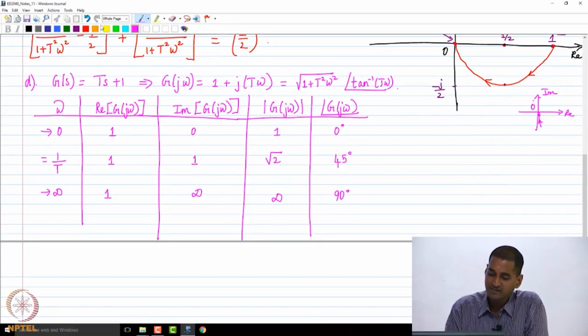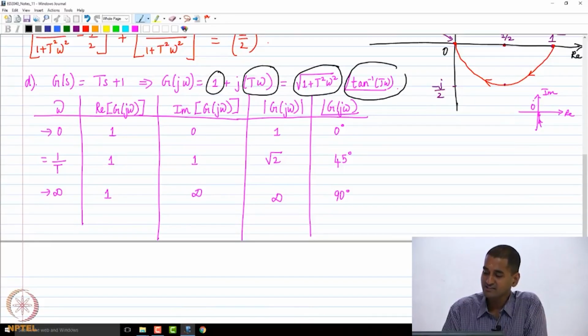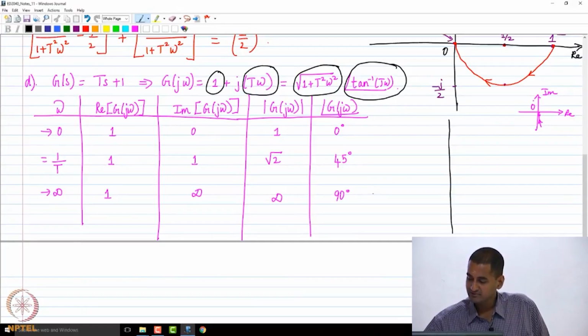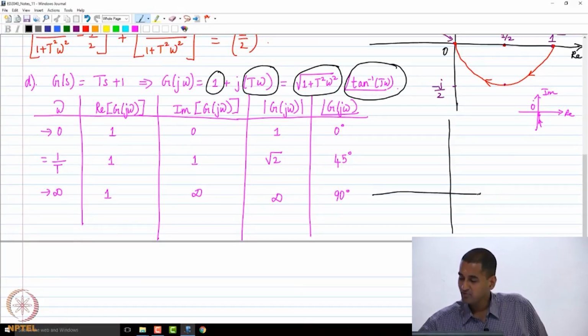See, this is the real part. If you look at it, the real part is always 1 for this particular factor. The imaginary part is t times omega. The magnitude is this and the phase is this. So I am just calculating for various omega and writing the values down. That's all we are doing. Nothing extraordinary here, pretty straightforward.